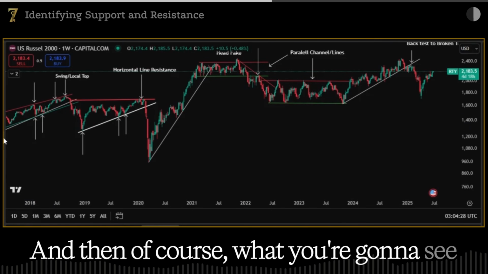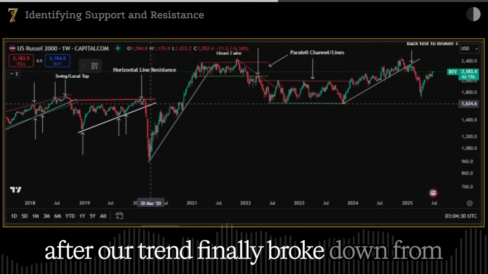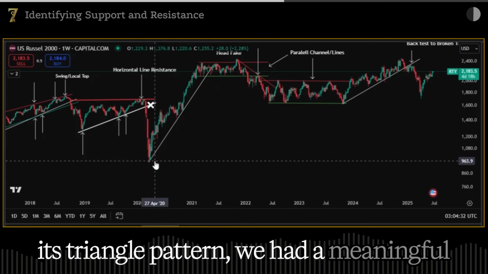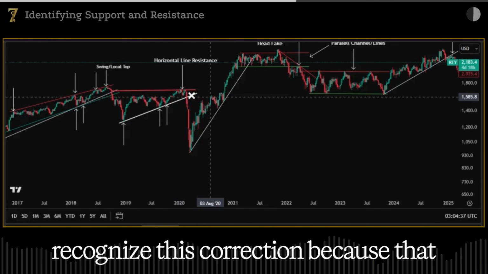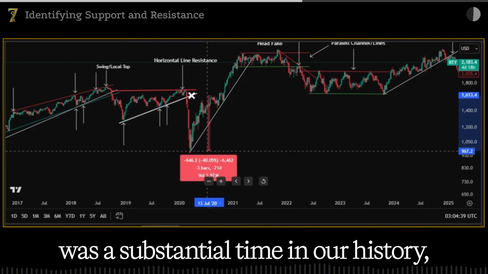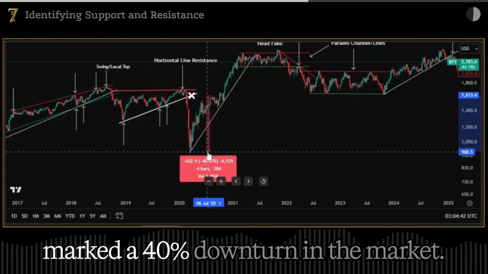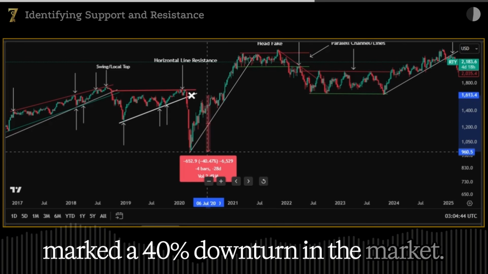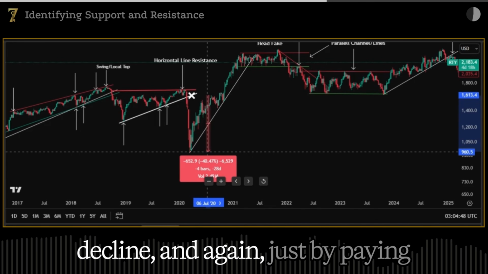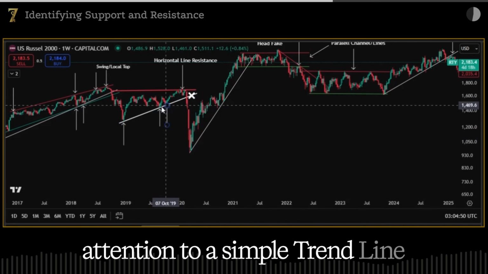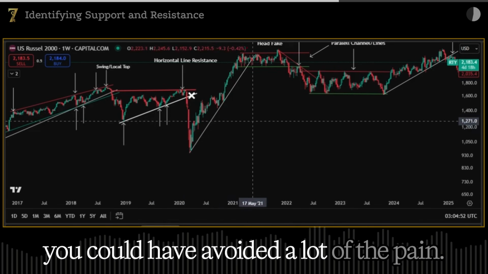And then of course, what you're going to see after our trend finally broke down from its triangle pattern, we had a meaningful correction. And most people here will recognize this correction because that was a substantial time in our history. That was the COVID low, and that marked a 40% downturn in the market for the Russell. That was a substantial decline. And again, just by paying attention to a simple trend line, you could have avoided a lot of the pain.